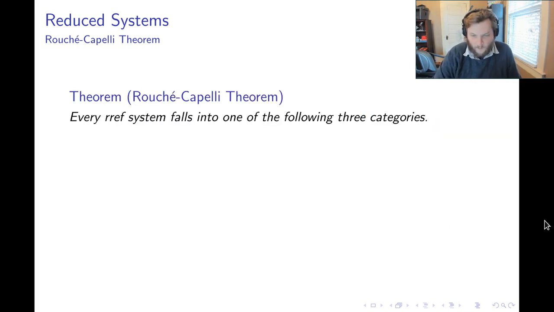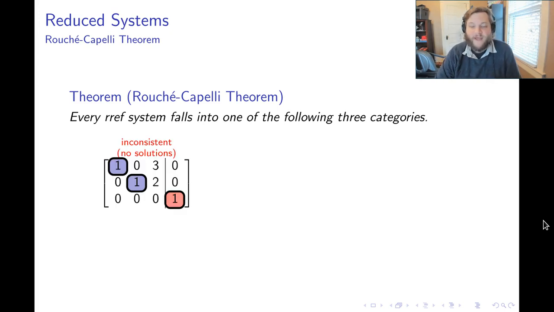So we can take this analysis and put it into a famous theorem called the Roche-Capelli theorem. The Roche-Capelli theorem categorizes every reduced row echelon form system into three categories. So every reduced row echelon form system falls into one of the following three categories. The first category is the category of inconsistent systems. So remember, a system is inconsistent if there is a pivot in the augmented column. If our system is inconsistent, that means there are zero solutions to the system.